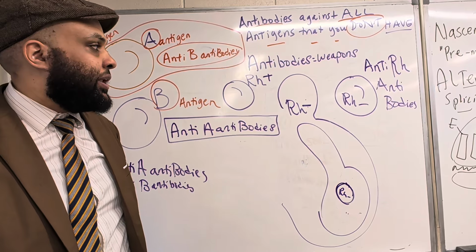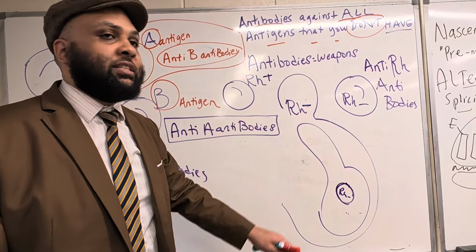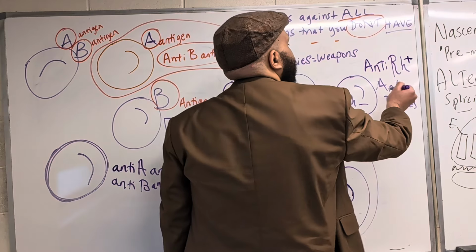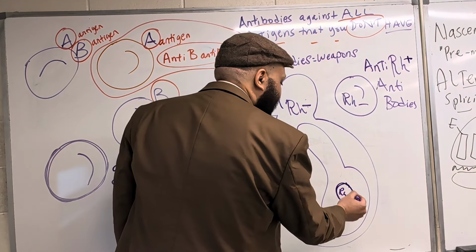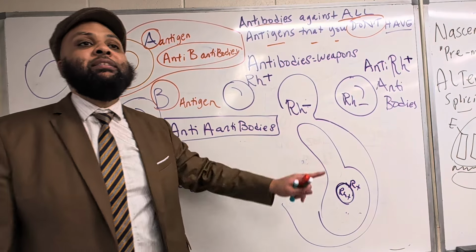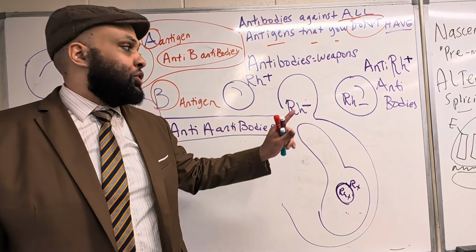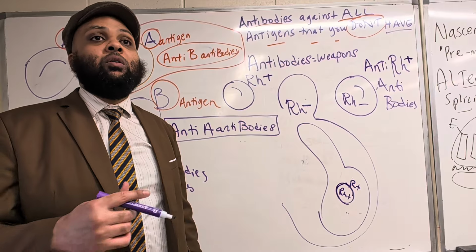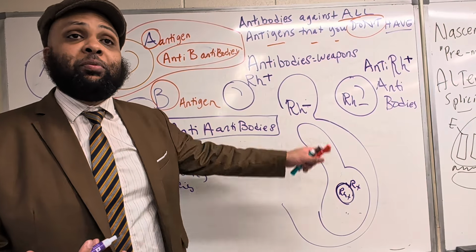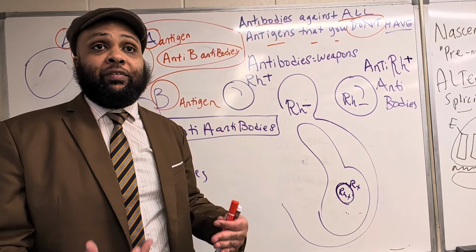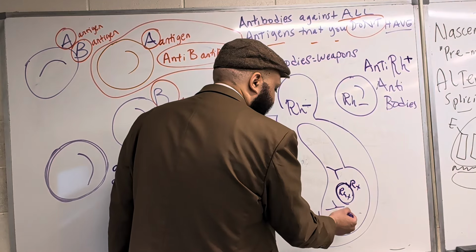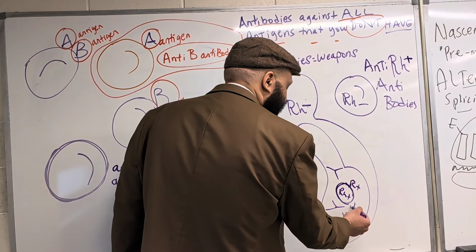The issue is when the mom is RH negative and she has anti-RH positive antibodies and the baby has RH positive on the surface. Then they're not going to match. So what's going to happen is on a first pregnancy, you see, God is very merciful. On a first pregnancy, the baby is going to live. But the antibodies are ready and angry and waiting for the next pregnancy.